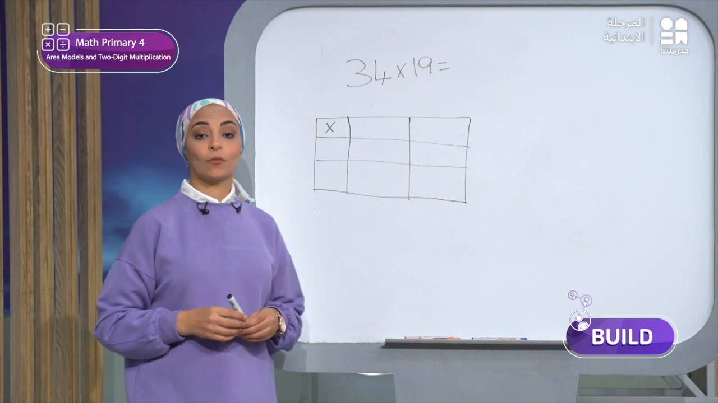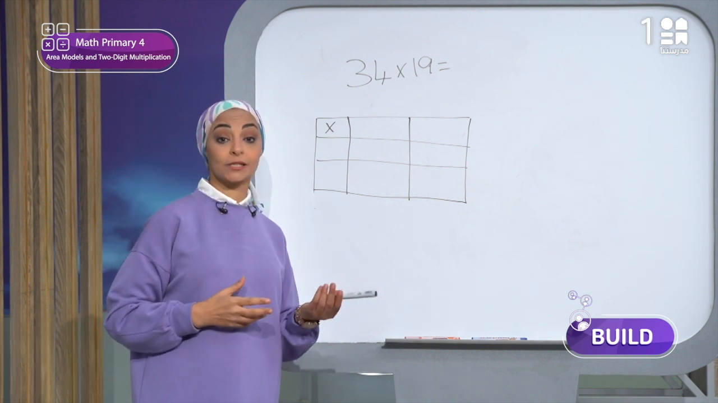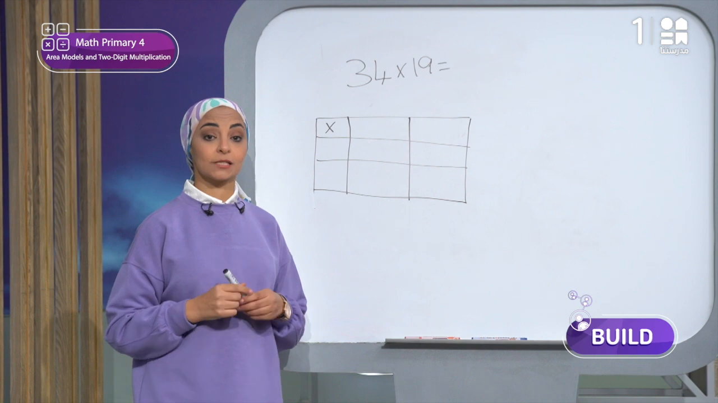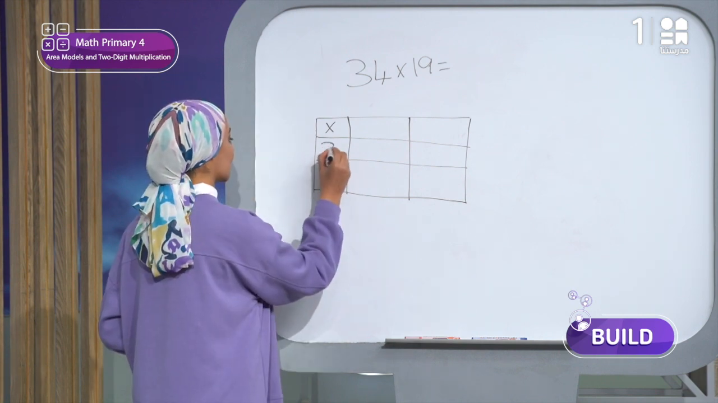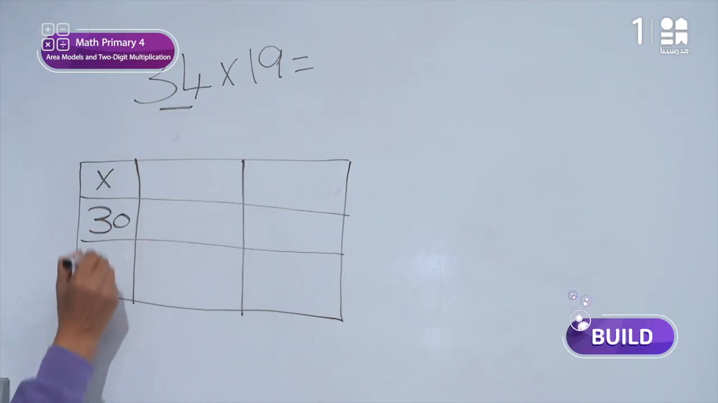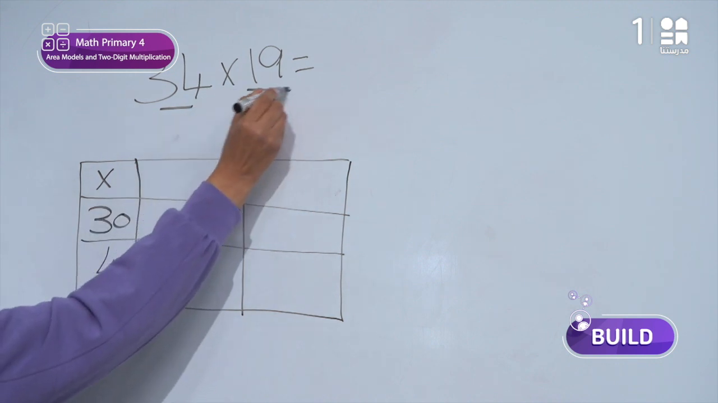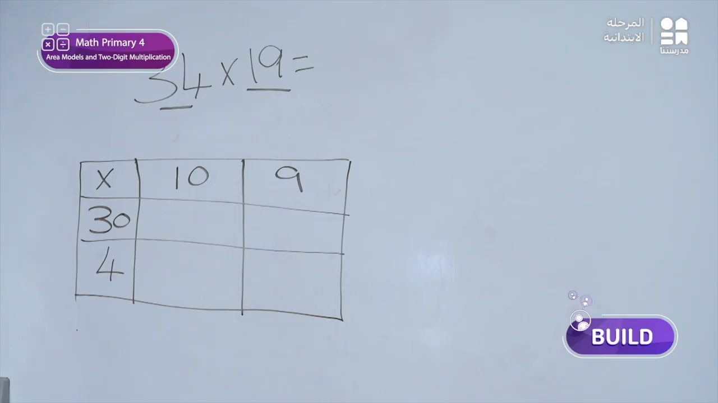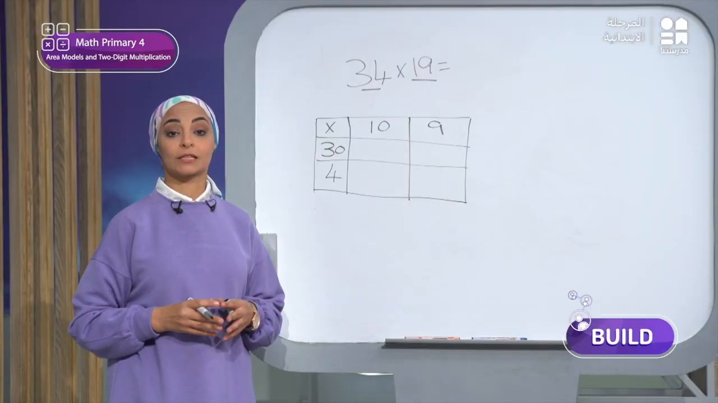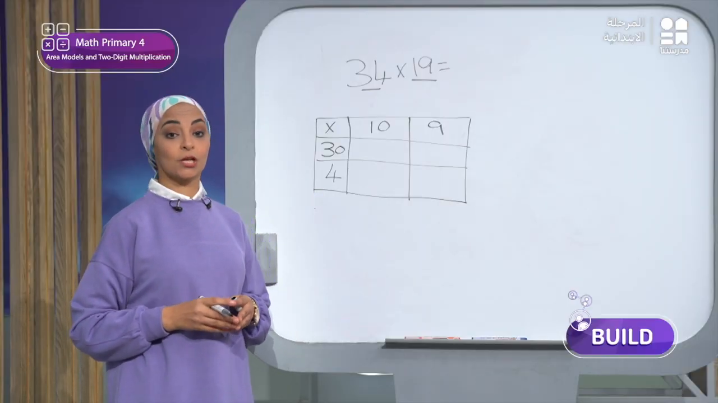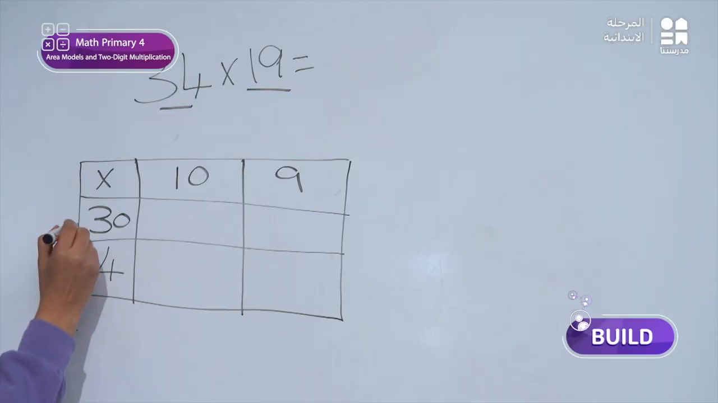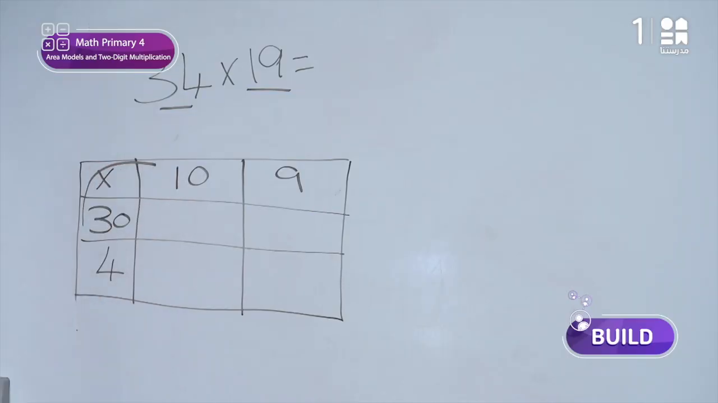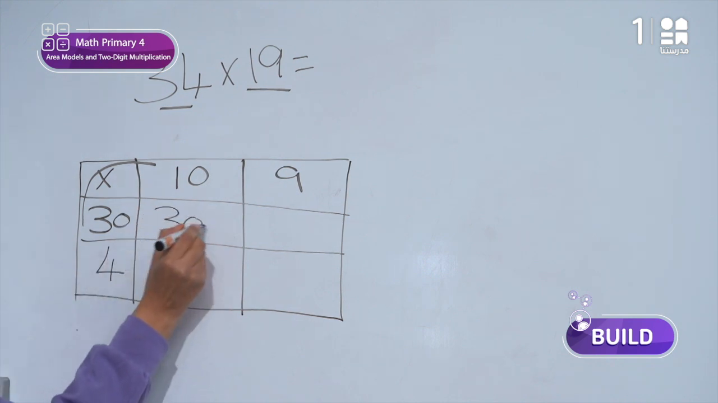Some of you might arrange them here into 30 plus 4 and 10 plus 9. Here 34 will be 30 plus 4 and 19 will be 10 plus 9. Then what should I do? Yes, I will multiply the two numbers. First of all, I will multiply 30 times 10. 30 times 10 gives me 300.